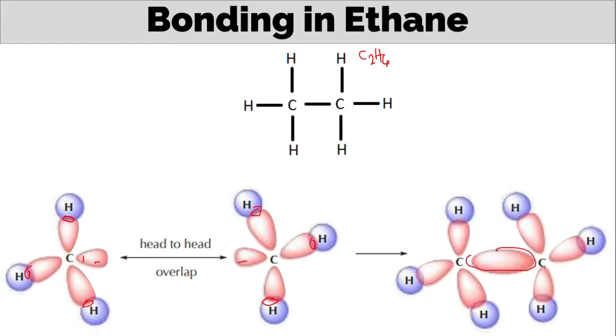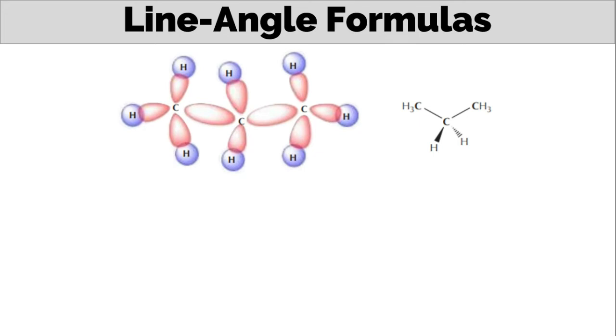Okay, so question, how many bonds are there in C2H6 or ethane? There are 7. 1, 2, 3, 4, 5, 6, 7. Okay. In alkanes of 3 carbon atoms or more, the main carbon chain acquires a zigzag structure due to the 109.5 angle between the carbon-carbon bonds, such as in propane. Again, propane has 3 carbon atoms and 8 hydrogen atoms.